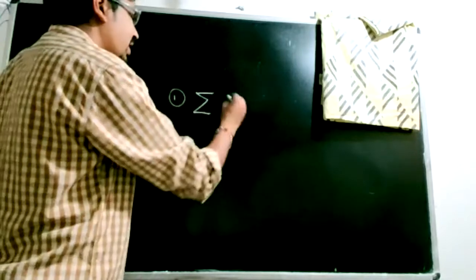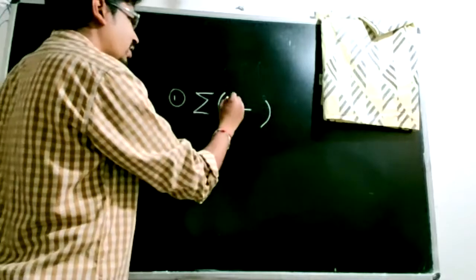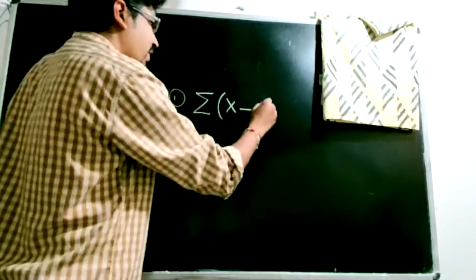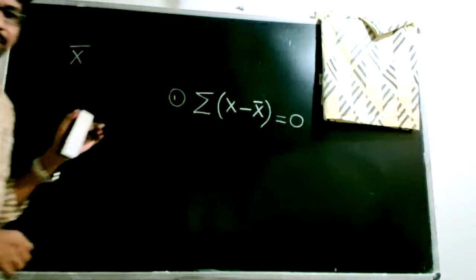Now, coming to the important properties of the arithmetic mean. We say the arithmetic mean is that number such that it satisfies this property: if you take the total of deviations of your observations from their arithmetic mean, that will be equal to 0.